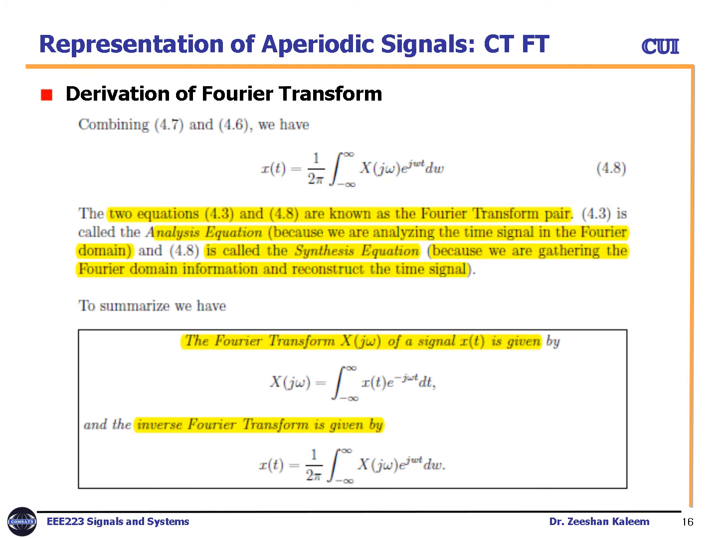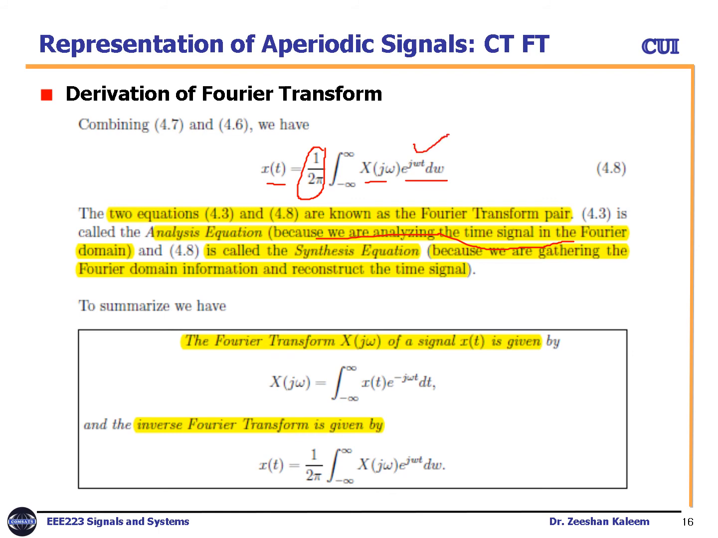So combining the previous equation, we finally have x(t) equals 1 over 2 pi, because 1 over 2 pi is a constant, we bring it out, integral from minus infinity to infinity of X(j omega) e^(j omega t) d omega. These two equations are known as the Fourier transform pair. Equation 4.3 is called the analysis equation. We already discussed this, because we are analyzing the time signal in the Fourier domain. And 4.8 is called the synthesis equation.